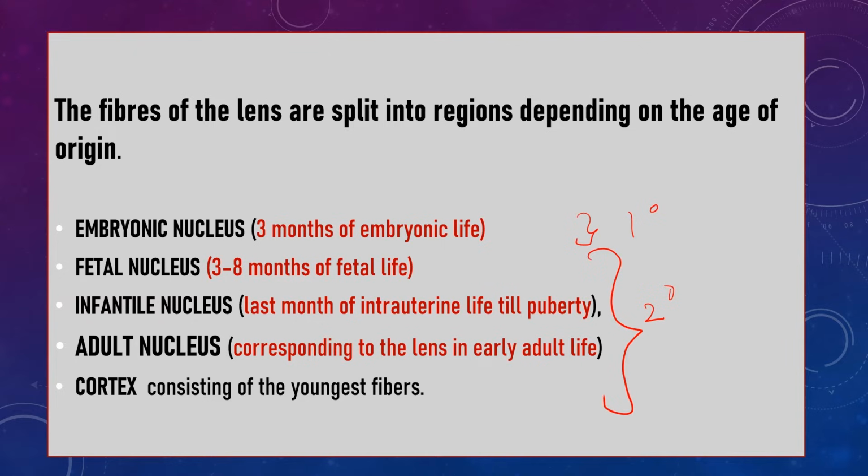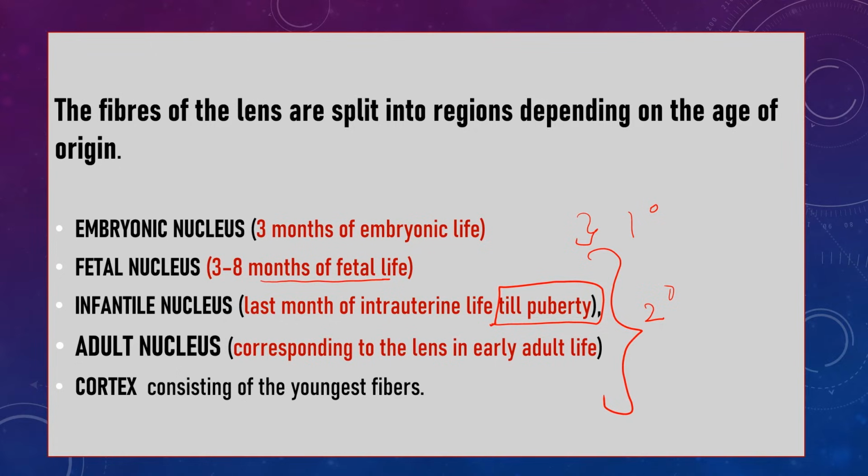Now the part of the secondary lens fibers which are formed during the fetal life, that is 3 to 8 months of fetal life, is called the fetal nucleus. Obviously the embryonic nucleus will be in the center and the fetal nucleus will be around it. Then next we have the infantile nucleus, from the last month of intrauterine life, probably from the 9th month, up till puberty.